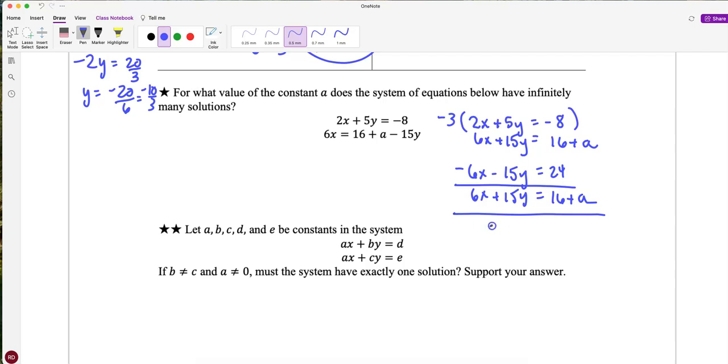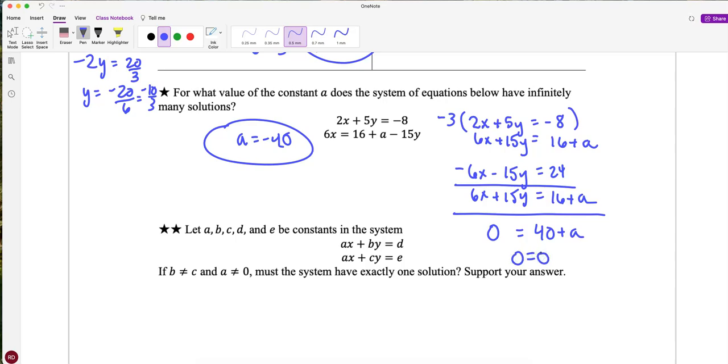So when you add these together here, you're going to get 0 equals 40 plus a. Well, that's either going to be infinitely many solutions or no solution. The way it's going to be infinitely many solutions is if it's 0 equals 0. So that would mean that a would have to be negative 40. Okay, so I get infinitely many solutions when a equals negative 40, because that would give me 0 equals 0.